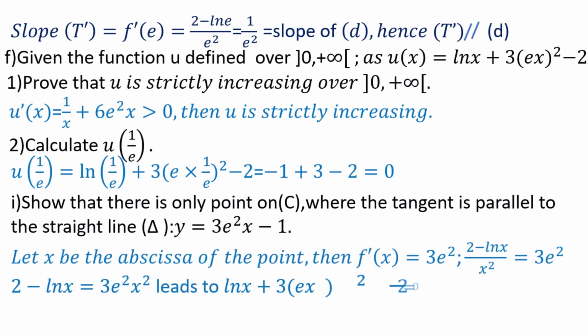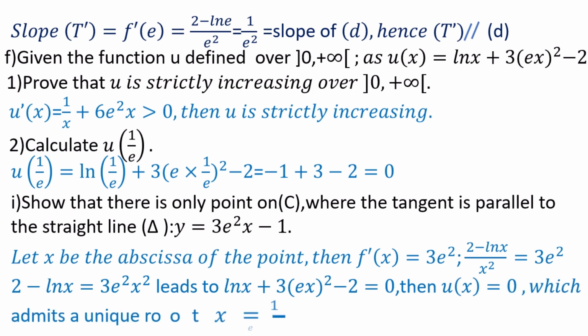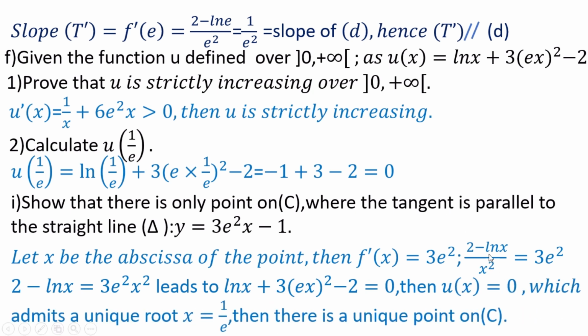3e². So (2 minus ln x) over x² equals 3e². So 2 minus ln x equals 3e² x². Cross multiplication leads to ln x plus 3e² x² minus 2 equals 0. e² x² is (e x)², which means that u of x equals 0. u of x equals 0 admits a unique root, 1 over e.